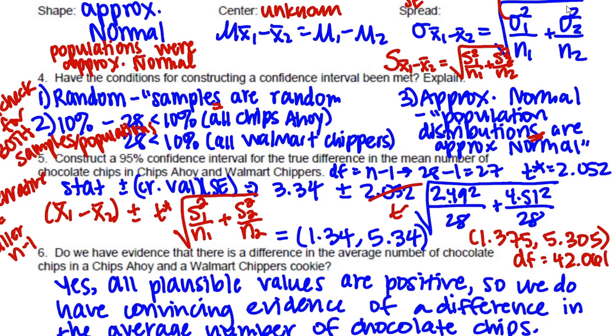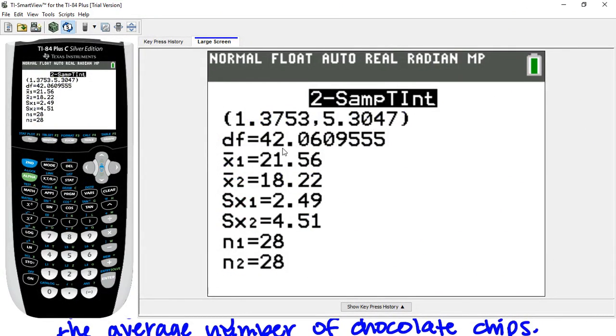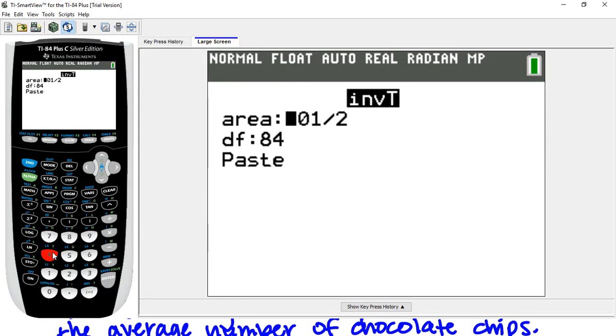Just put the letter t star as a variable, and that way you don't have to worry about writing the wrong t star down for a different interval, because t star is not 2.052 when the answer is 1.375 to 5.305. What it is, we could actually just hit 2nd, VARS, 4 and use this decimal 42.061 to find it if you want to.